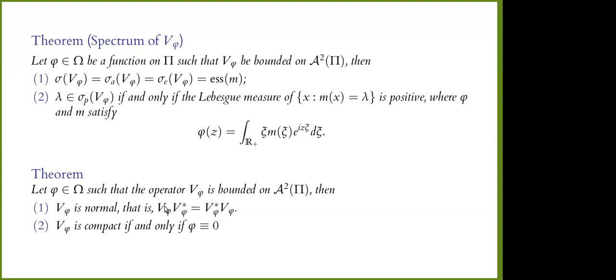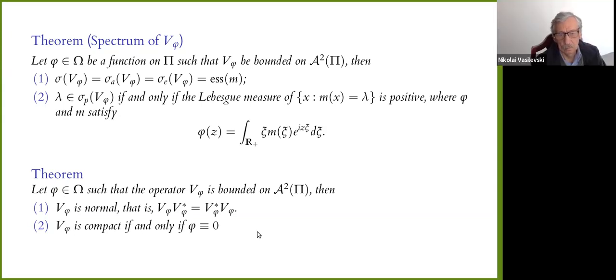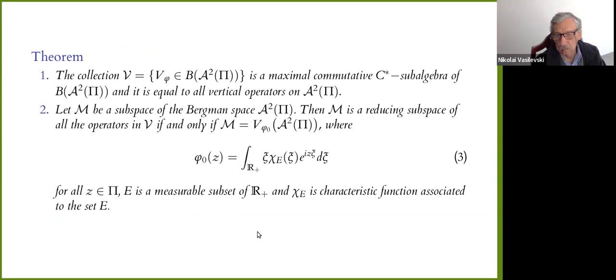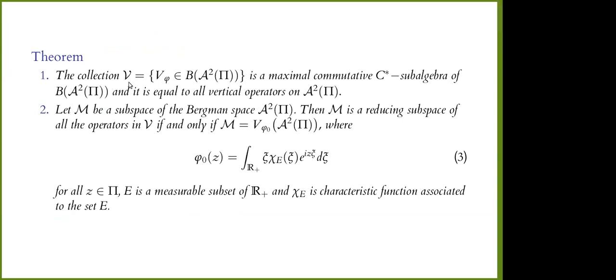Again, using the properties of multiplication operators on L2 of R plus, we get that each V phi is normal and V phi is compact if and only if phi is zero. Also, the collection of all V phi is a maximal commutative C-star subalgebra of B of A2 pi, and as we have seen earlier, it equals all Volterra operators on A2 pi.